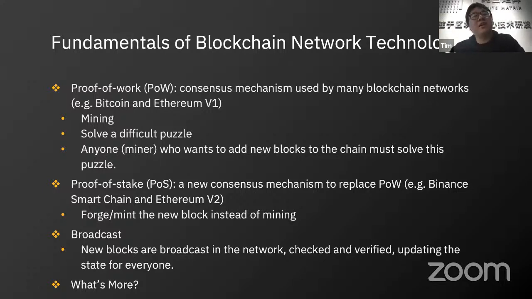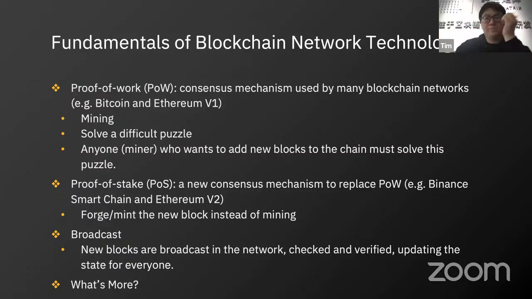But proof of stake solves this problem in a more elegant way: there is always only one node selected by the network to mint or forge the new block. There is some controversy between these 2 consensus mechanisms, but I won't go deeper today, so I will just list these 2 here. After the consensus is reached, the new blocks are broadcast into the network, checked and verified, and the status is updated for everyone. That's basically how a new block is generated.